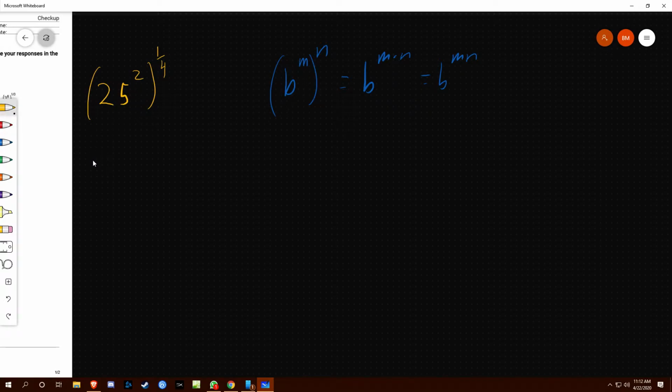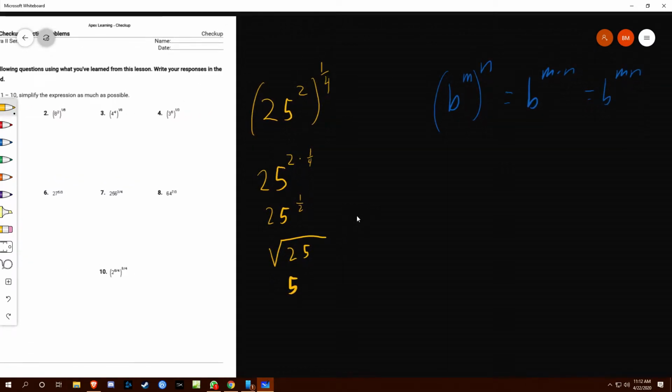So this is simply going to be 25 to the 2 times 1/4, which is 25 to the 1/2 power. Now, 25 to the 1/2 power is going to become a square root. So this is actually the square root of 25. Anything to the 1/2 power is the same as a square root. So this is as simple as being 5. That's my answer, 5. 1/2 power becomes a square root.